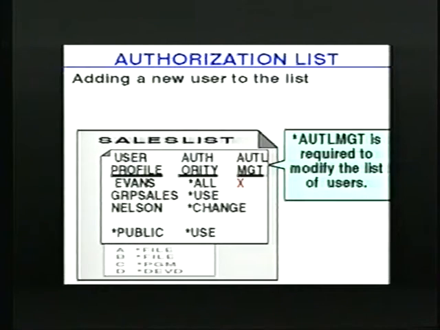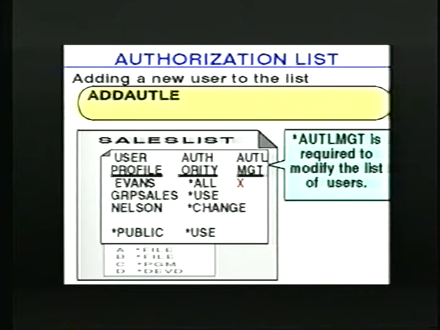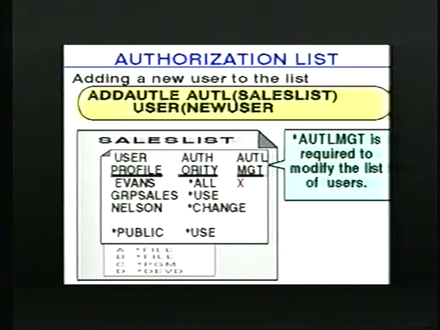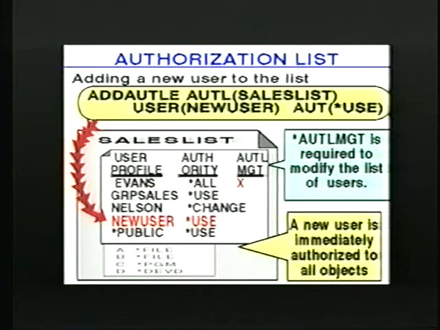Let's take a look at how you might add a user to an authorization list. To add a user to an authorization list, you do need to have authorization list management authority. Since user profile Evans has authorization list management authority, I can enter the command add authorization list entry, naming the authorization list and the user profile, and I'm going to be granting new user use access. Since new user gets added to the authorization list, then new user is authorized to objects A, B, C, and D.